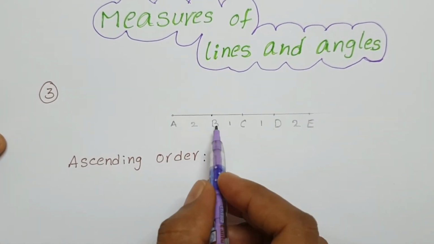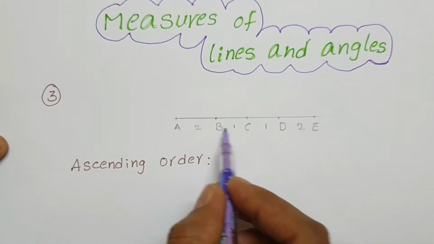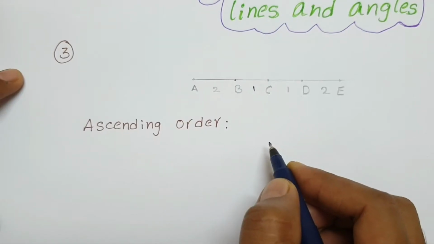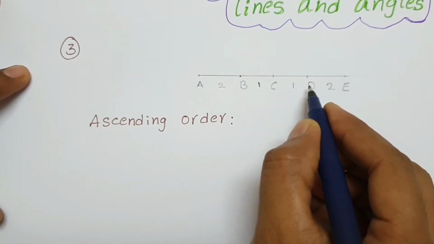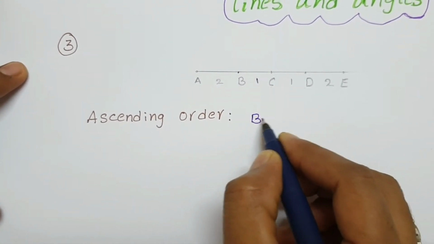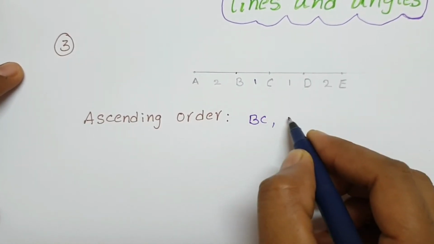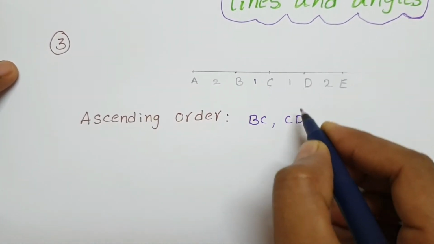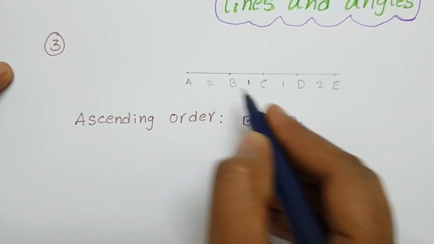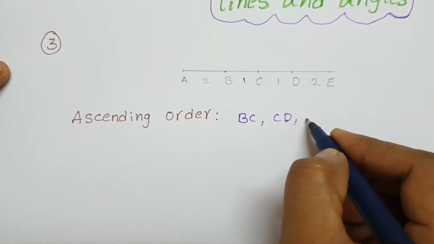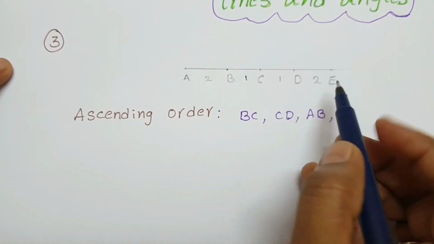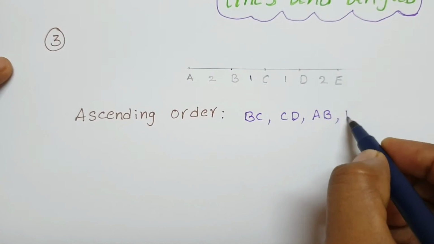So like that. Here 1 is first, means BC. Next CD. So approximately, by measuring here, BC is first, the smallest. Next CD. Next AB is 2 centimeters. Here 2, 1 after 2, means AB. Next DE, this is also 2 centimeters.